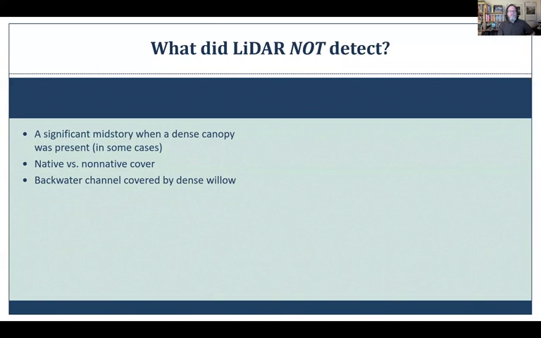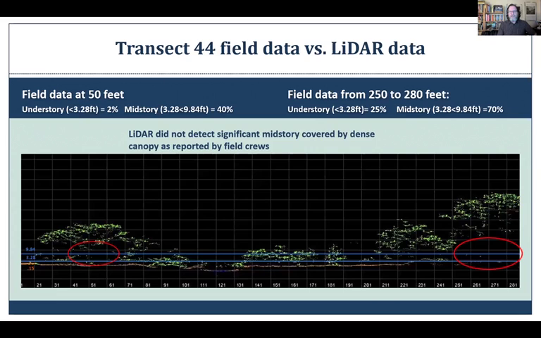And next, here's just a reminder of where the LiDAR was not doing a good job of detecting conditions we were seeing on the ground. In this case, I'll show you an example where the field observation showed a significant mid-story layer, whereas the LiDAR was not really picking that up well. Same with the backwater channel that was not picked up, apparently because it was covered by a dense willow thicket. And then we weren't able, and didn't expect to be able, to pick up and differentiate native versus non-native cover.